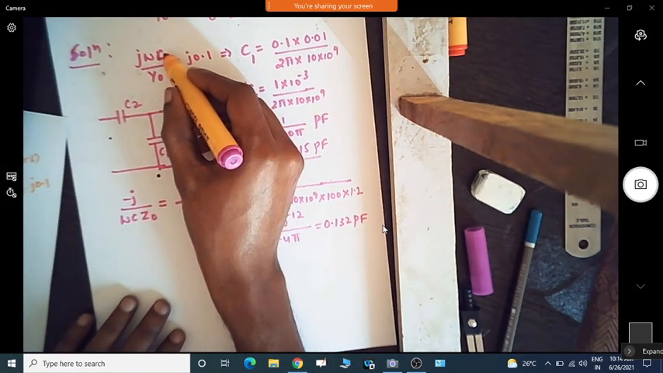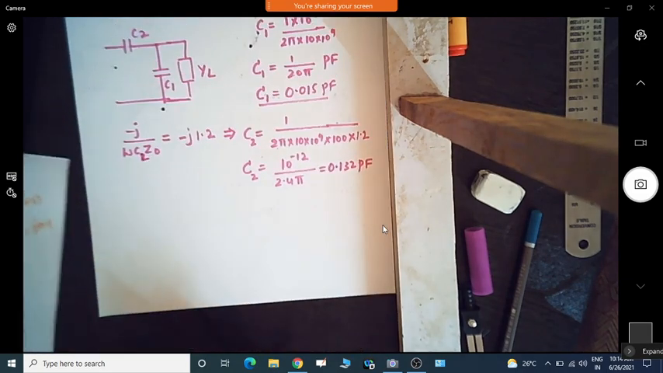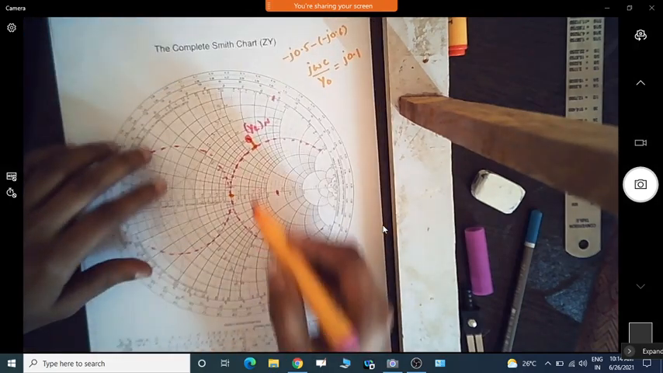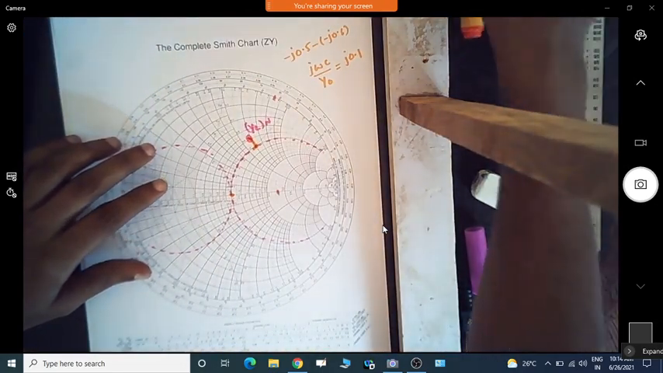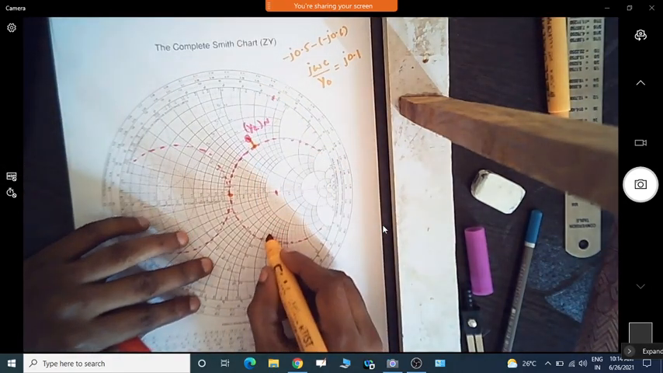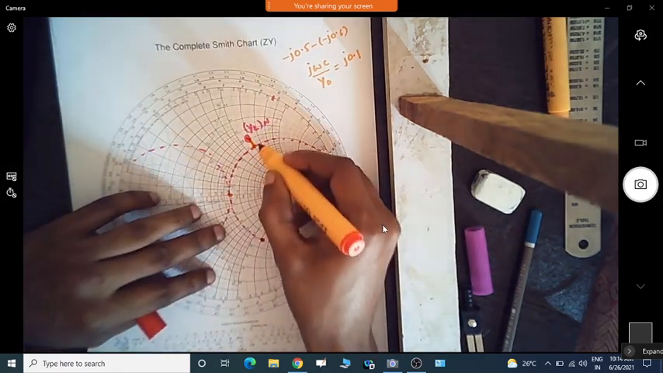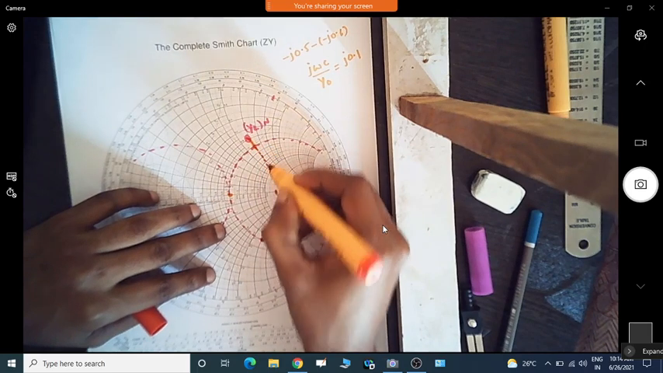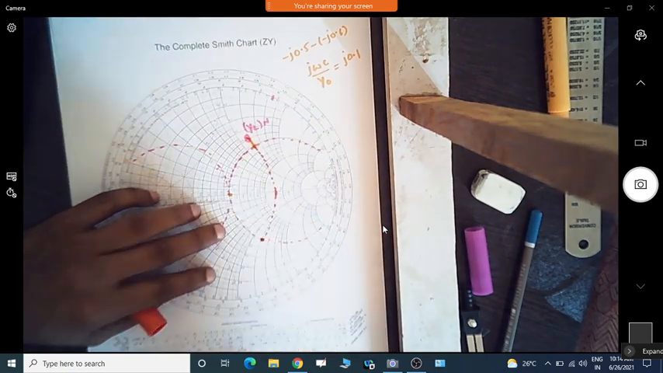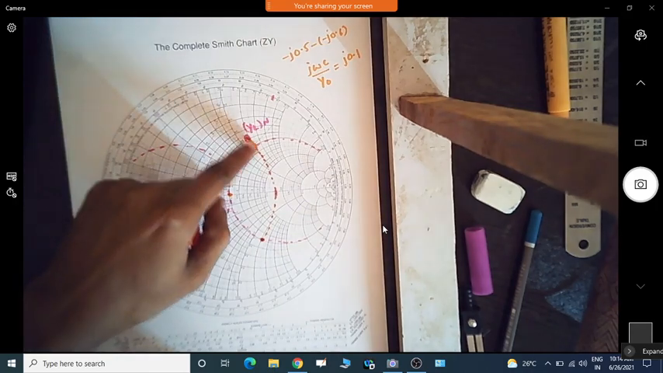So this is a shunt capacitor and this is a series capacitor. So now solution 2 we will see. What is the solution 2? Can anybody try to solve? So the solution 2, you go from this point till this point. So that is on the other side of the unity resistance circle. From this point to this point. Now we have to see what is the value of the susceptance offered by the shunt capacitor.